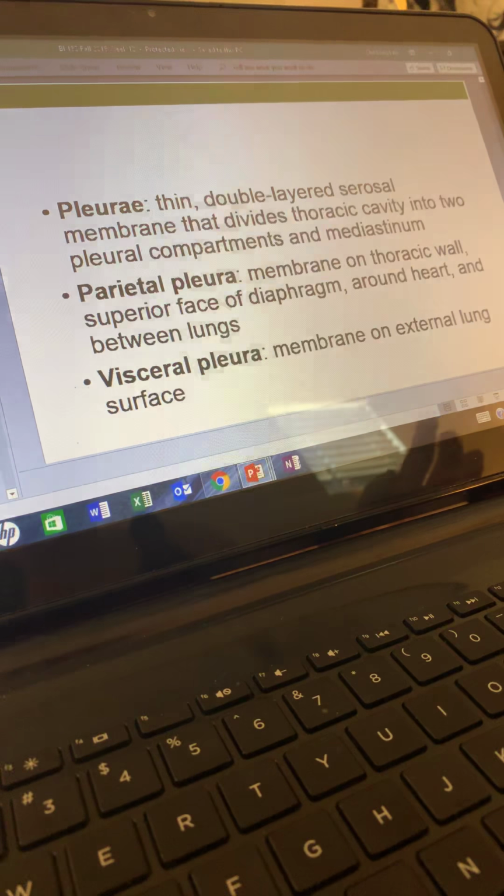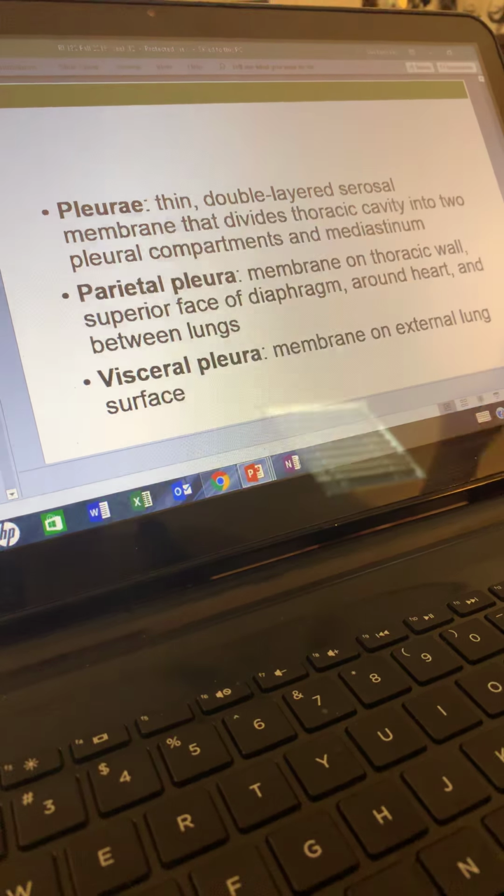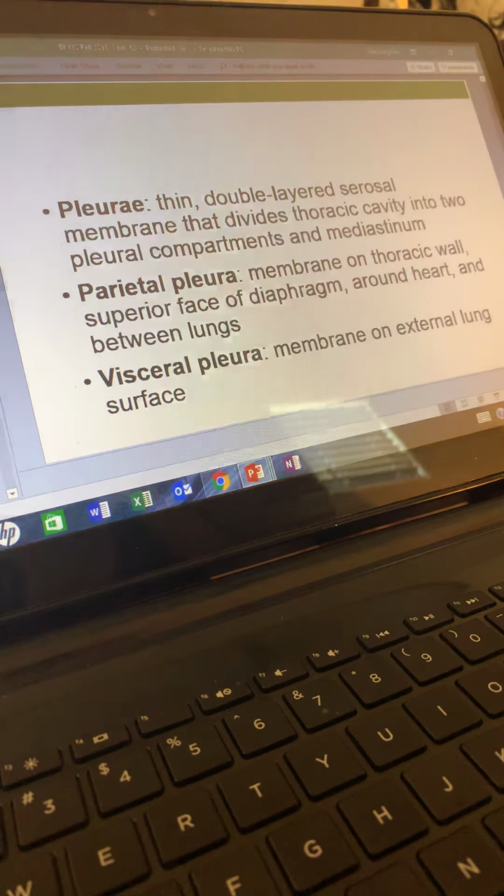Pleura. We know that the thin double-layer serosal membrane, we talked about it, divides the thoracic cavity into two pleural compartments and the mediastinum. So you talked about the parietal pleura. It's the one that actually covers or lines the cavity, and the visceral pleura is the membrane on the external lung surface, which means that it covers the organ itself.